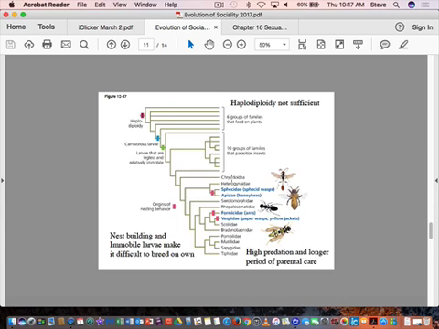So the idea here is fairly simple. These things right here originated nesting behavior, they have immobile larvae, and they're suffering high predation rates. So what should they do? The basic idea here is pretty simple.